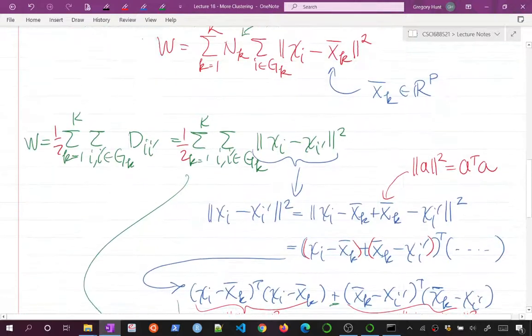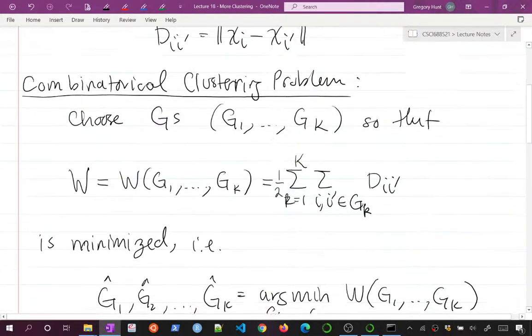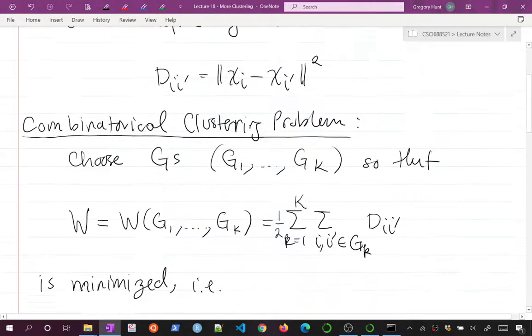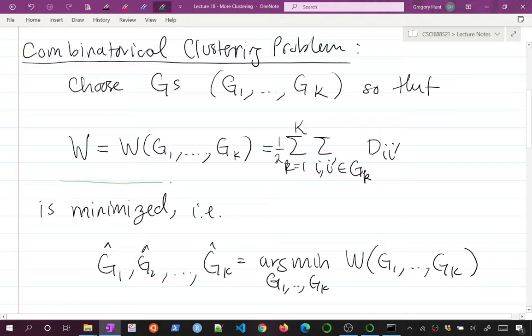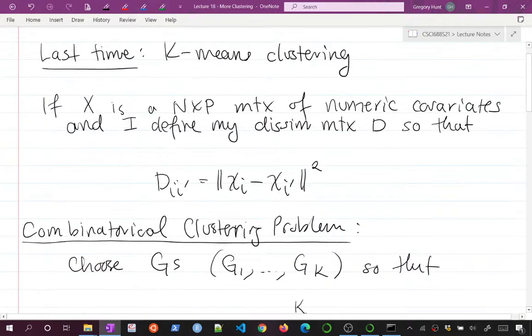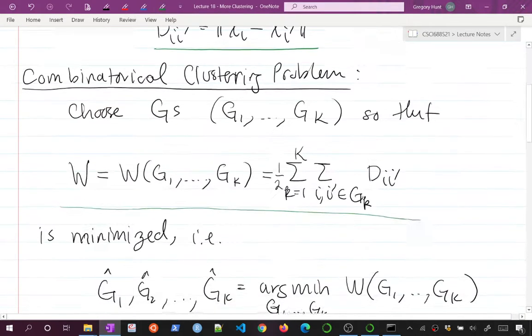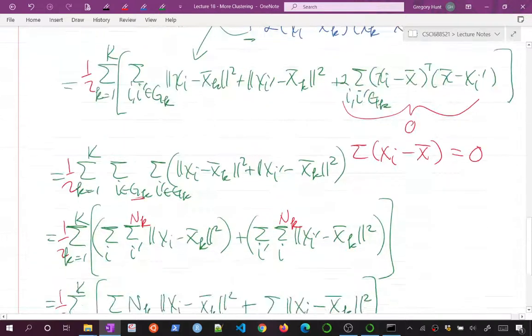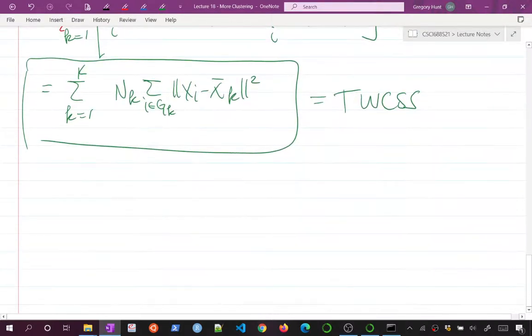So what's the point of this horrible algebra, besides having some fun? We made the claim that we were minimizing this thing. And if we made the assumption that our data was numeric and that we use a particular dissimilarity, we could show that minimizing W was equivalent to minimizing this quantity.